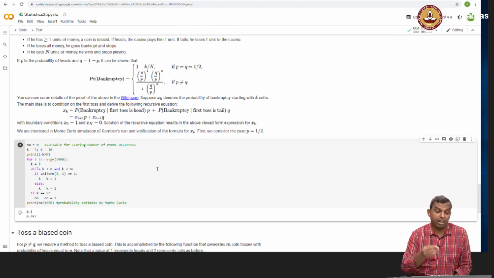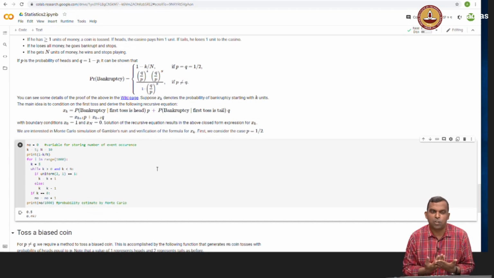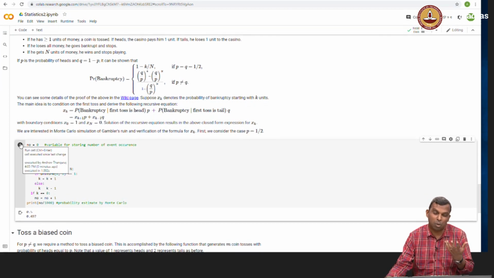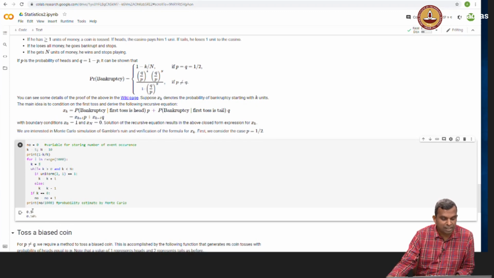Some of you who are paying really close attention may ask, what if it never hits 0 or n? What if it keeps on walking in the middle? It turns out that's not possible. It's a more complicated proof, but you can prove that it will either hit 0 or hit n. You can see that 1 minus k by n and this Monte Carlo probability agree. I printed 1 minus k by n first, I got 0.5, and this number also sort of agrees.